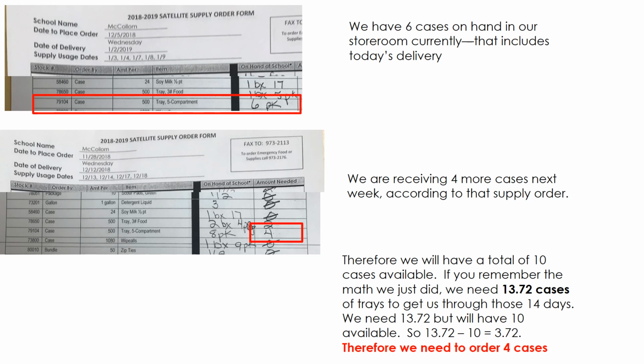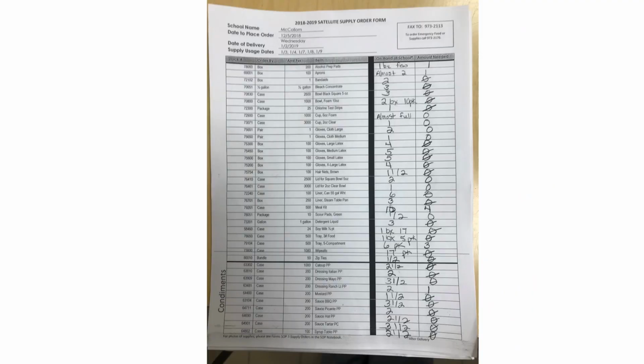You need to remember the math we just did. We needed 13.72 cases of trays to get us through those 14 days. We need 13.72, but have 10 on hand. So 13.72 minus 10 equals 3.72. Therefore, we need 4 cases of trays to be ordered. If you don't need a supply, you can place 0 on the line or leave it blank.